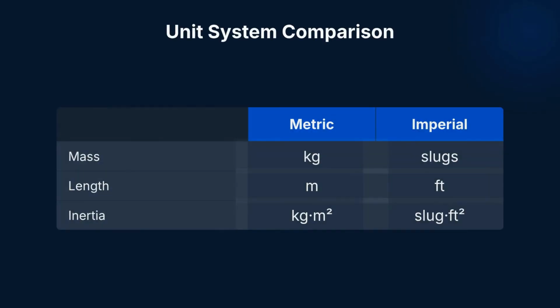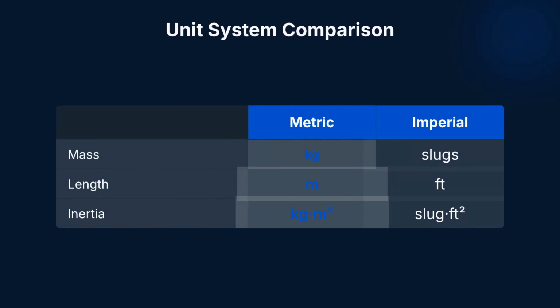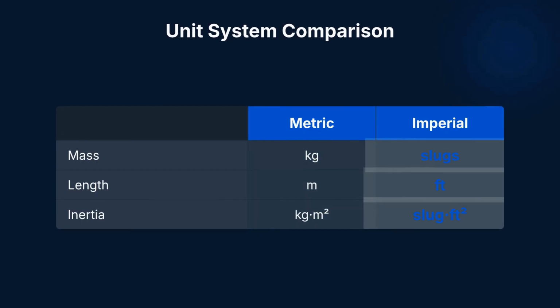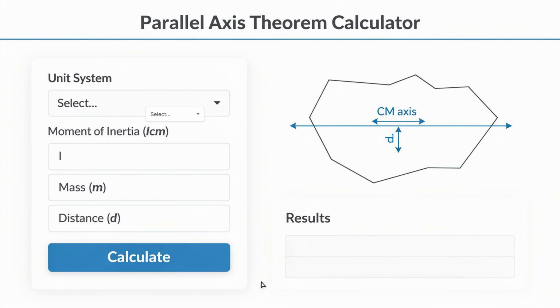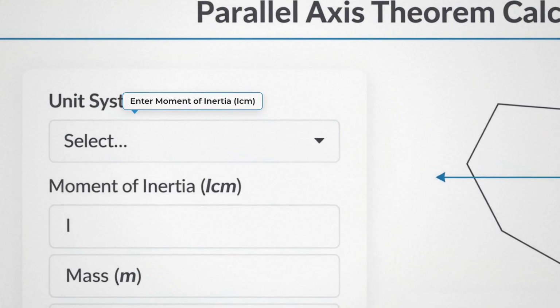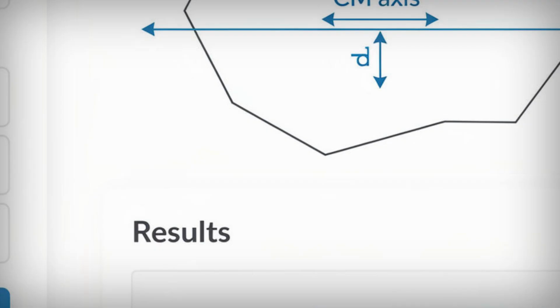You can choose between metric, which uses kilograms, meters, and kilogram meters squared, or imperial, which uses slugs, feet, and slug feet squared. For this demonstration, I'm using the metric system. Next, enter the moment of inertia about center of mass, labeled ICM. Then input the mass m of your object.